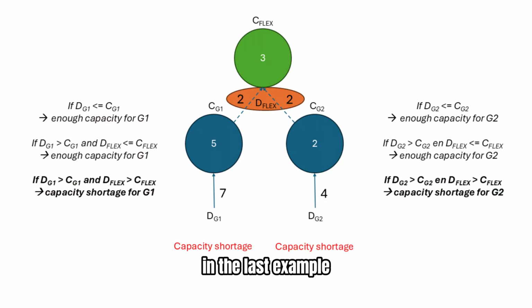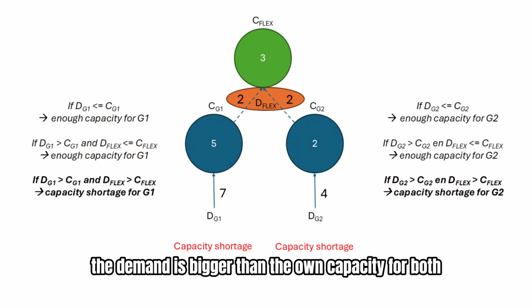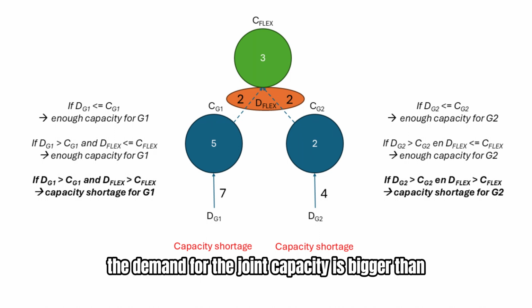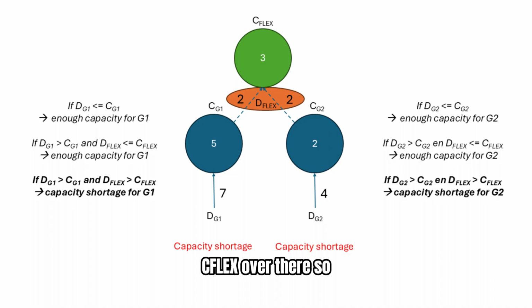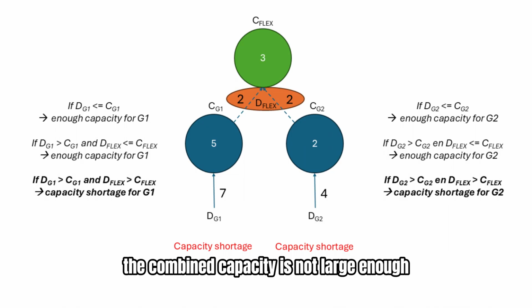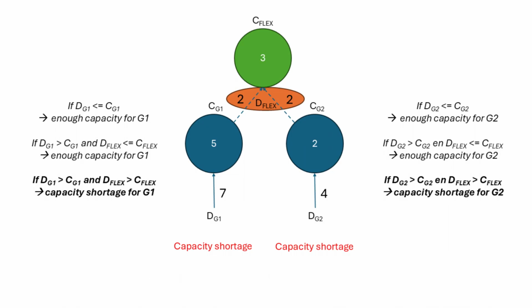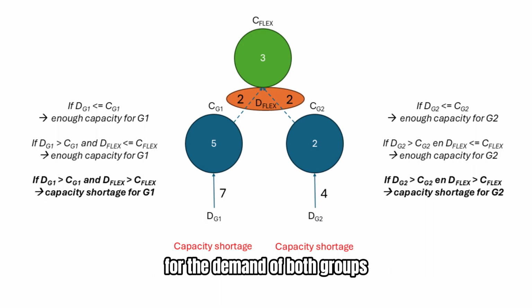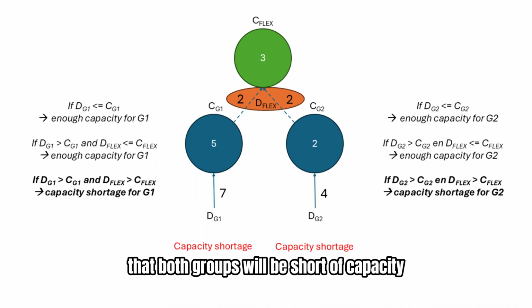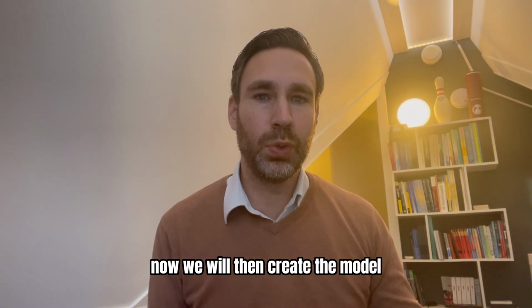In the last example, the demand is bigger than the own capacity for both groups, and the demand for the joint capacity is bigger than the available capacity C-flex over there. So the combined capacity is not large enough for the demand of both groups. It is then fair to say that both groups will be short of capacity in this case. Now, we will then create the model.